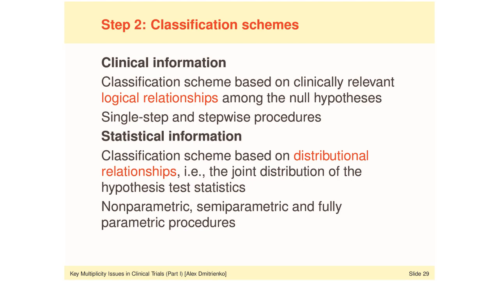And secondly, there's a classification scheme which is based on available statistical information. This classification scheme is driven by distributional relationships, which means the available information on the joint distribution of the hypothesis test statistics. And depending on how much information we have, we can consider nonparametric, semiparametric, and fully parametric procedures. We're going to define those classes of multiple testing procedures later in this module, and we'll provide multiple examples later in this course.